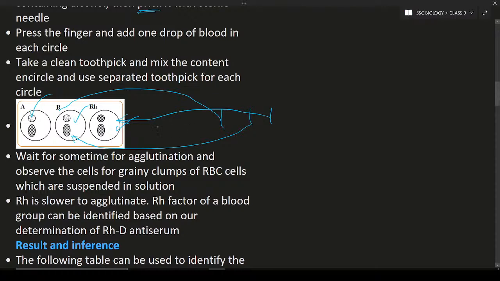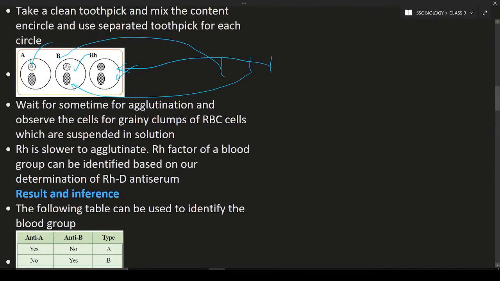So this is the procedure. We have to wait for some time, around 5 to 6 minutes. Then the agglutination will occur. What is meant by agglutination? Here the RBCs are going to come together and form a clump, which means a group of cells. This group of RBC cells coming together is known as agglutination.